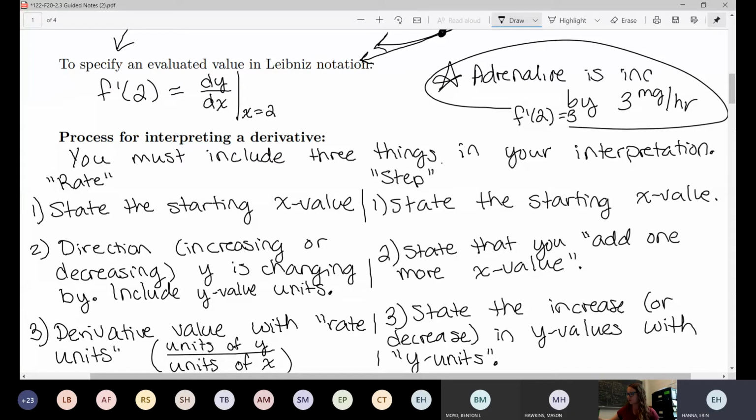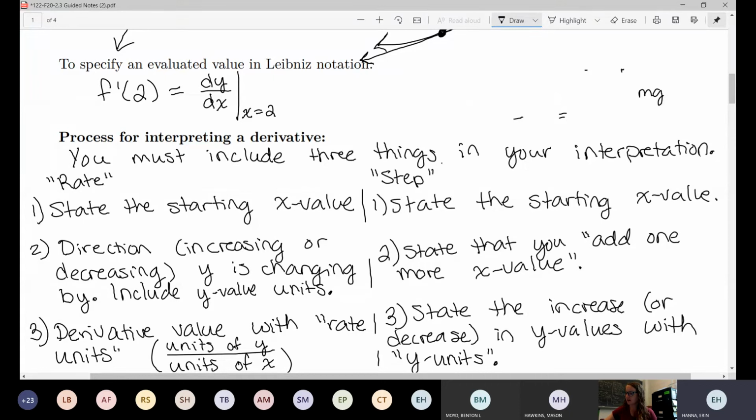So I'll leave this up for like 5 more seconds. Let me erase this bit, because this was just pulling that out of the air just to babble a little bit. So if you follow those two setups, you'll always be able to write an interpretation for a derivative value.